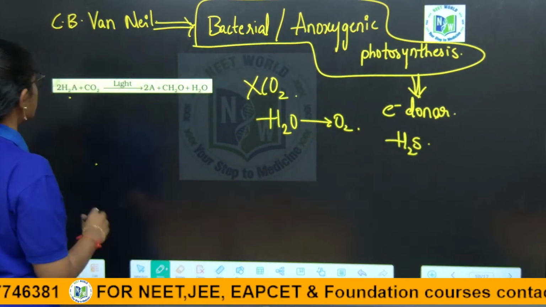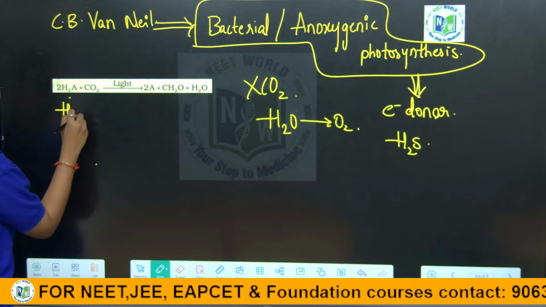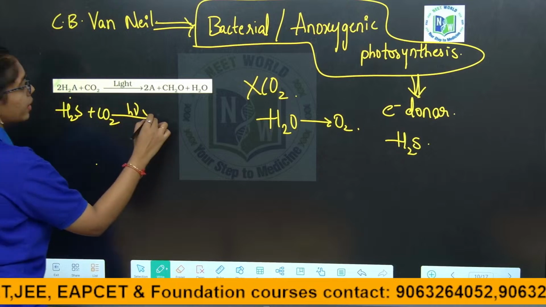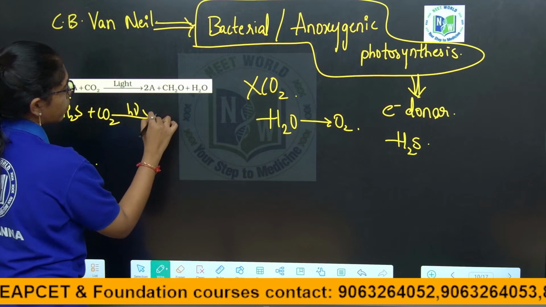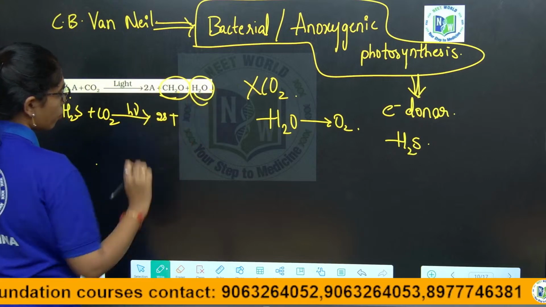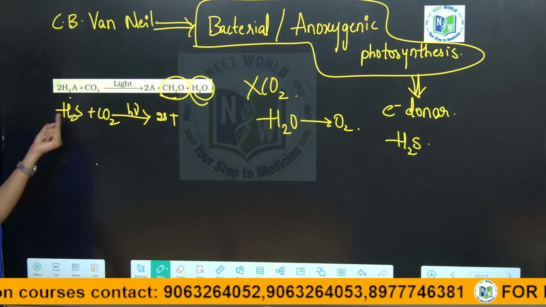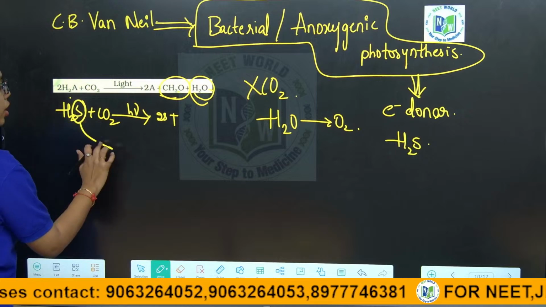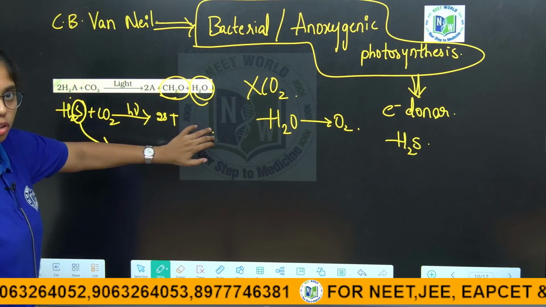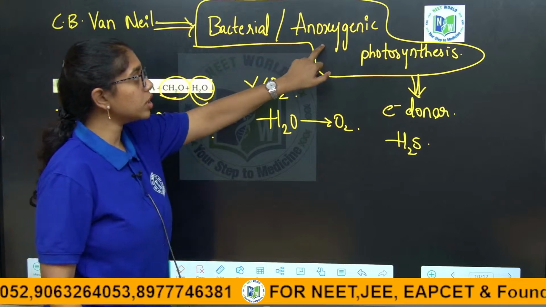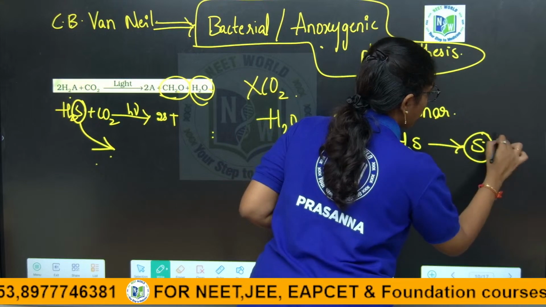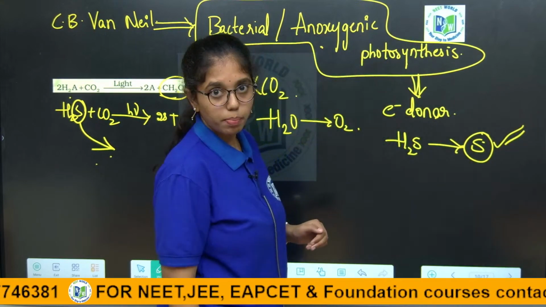Here you can see H2S along with carbon dioxide in the presence of light will give rise to sulfur molecules and then glucose, water. So this indicates that sulfur molecules are released as byproducts at the end of photosynthesis in anoxygenic photosynthesis. From H2S, sulfur molecules are released as byproduct.